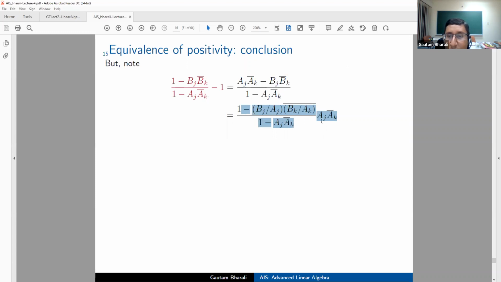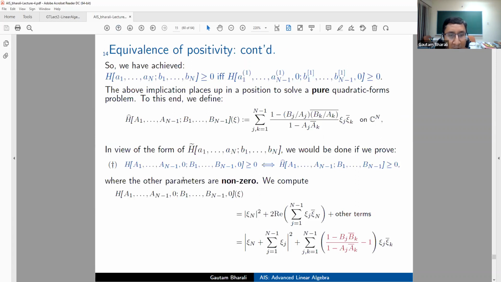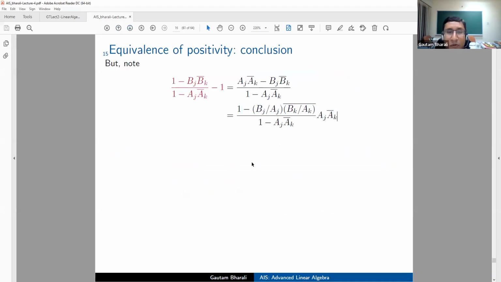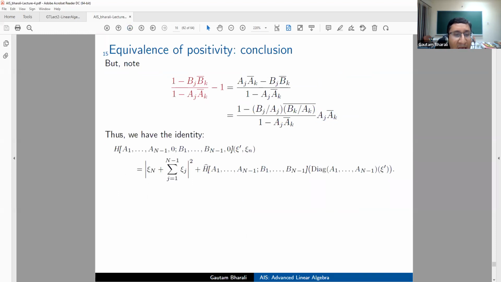And then what I'm going to do is, remember, I had told you all of the other parameters are non-zero. So all my a's are non-zero. So I can divide through by aj times ak conjugate, which gives me 1 minus the ratio of bj and aj times the conjugate of the ratio of bk and ak. The denominator remains the same. And then, of course, if I've divided through by aj ak conjugate, I must also multiply so as not to change the equality. So I have this, and so I have this identity.